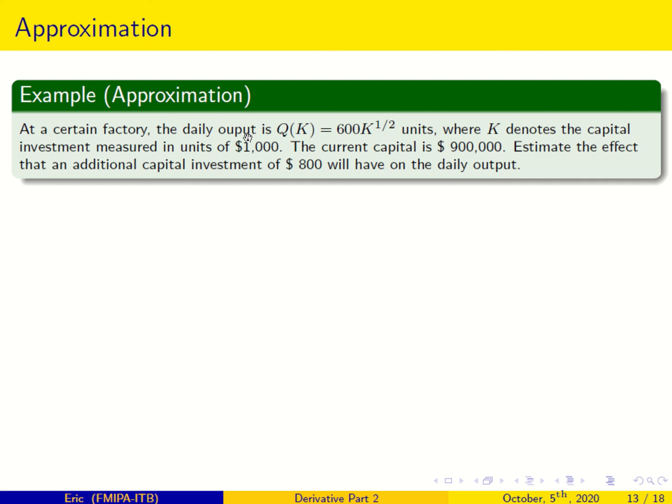Okay, this one is an example of approximation. At a certain factory, the daily output is Q(K) = 600K^(1/2), where K denotes the capital investment measured in units of 1,000. The current capital is $900,000. Estimate the effect that an additional capital investment of $800 will have on the daily output.